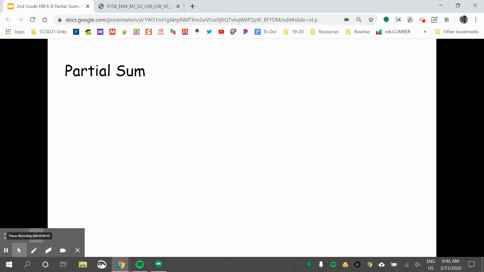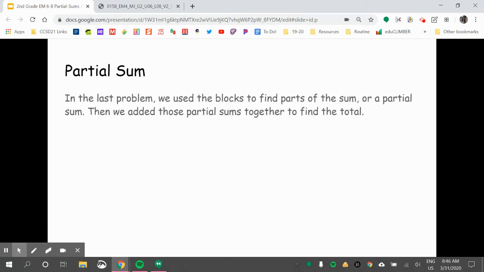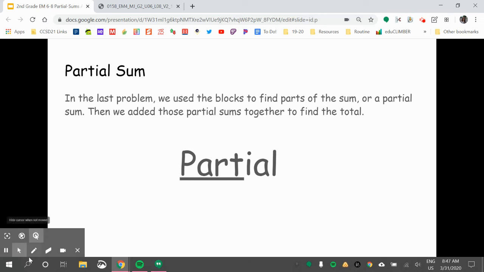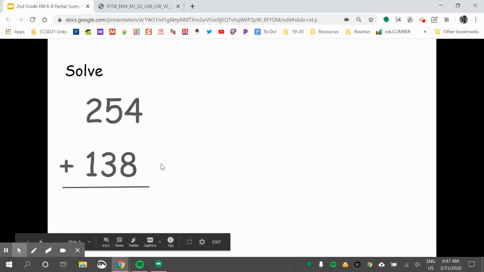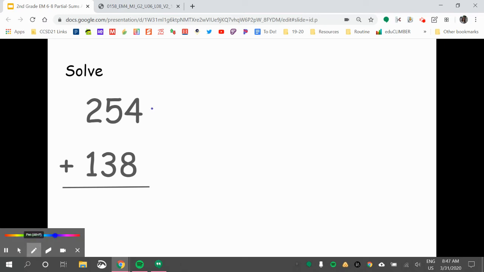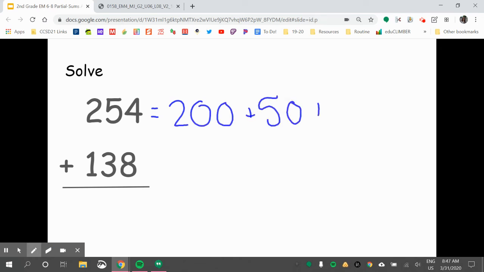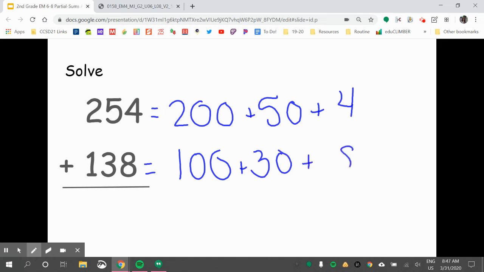I just want to review that this is still a partial sum problem because in the last few problems we used blocks and expanded form to find parts of the sum, or a partial sum. We added those partial sums together to find the total. So we are still using parts to get to our total. This also works with 3-digit numbers. We would expand 254 into 200 plus 50 plus 4, and 138 into 100 plus 30 plus 8.